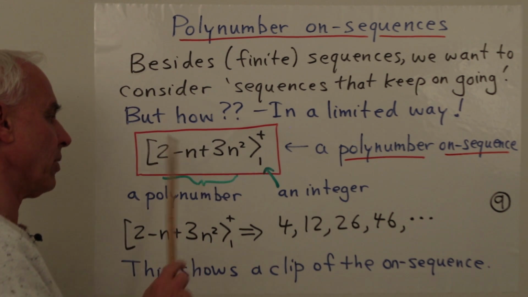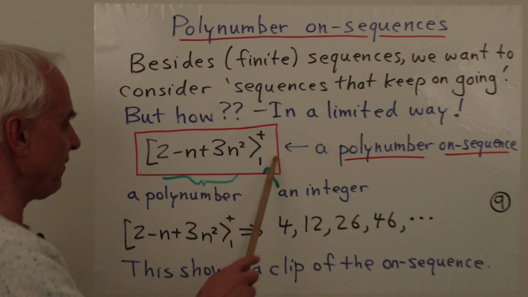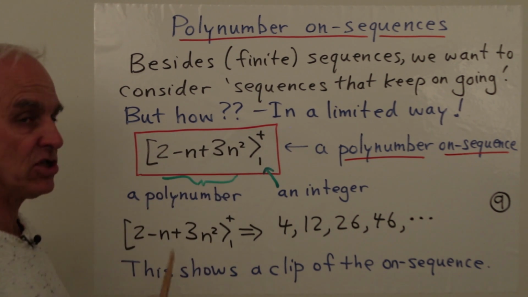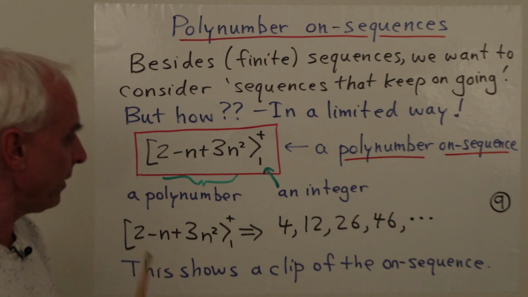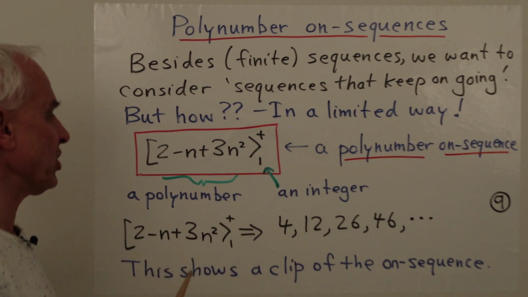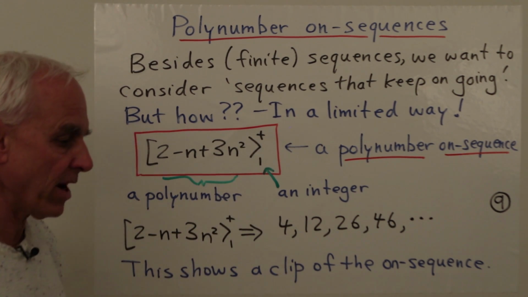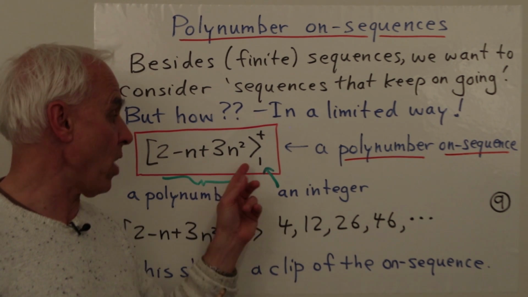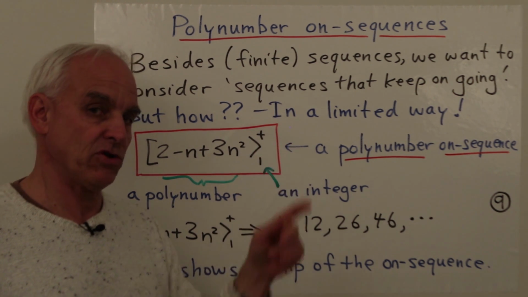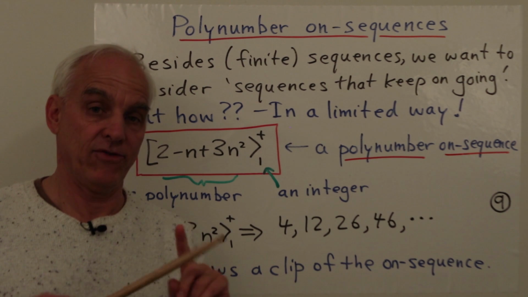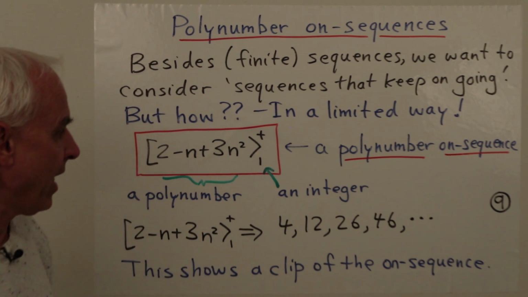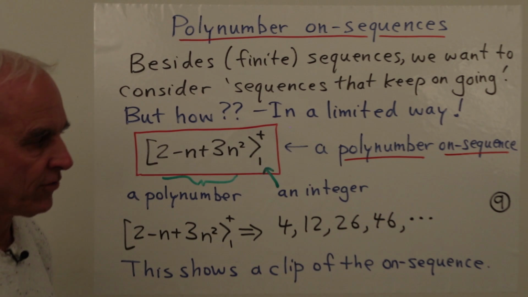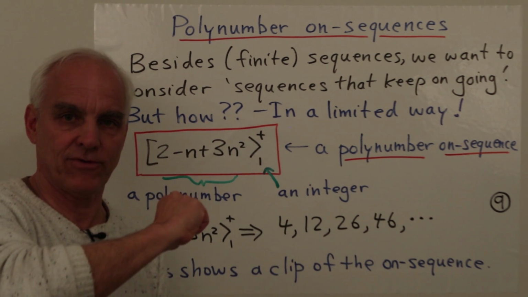And here is what we're going to be talking about. Here is something that looks very familiar to what we were just talking about. It's a polynomial, or a polynumber, 2 minus n plus 3n squared, evaluated at n. It's a polynomial expression in n. There's a square bracket on the left, there's a pointed bracket on the right, and then there's indices. There's a subindex here, which is, in this case, 1, and there's a superscript, which is an index. And what is that? That's a plus sign. That is what we'll call a polynumber on sequence.